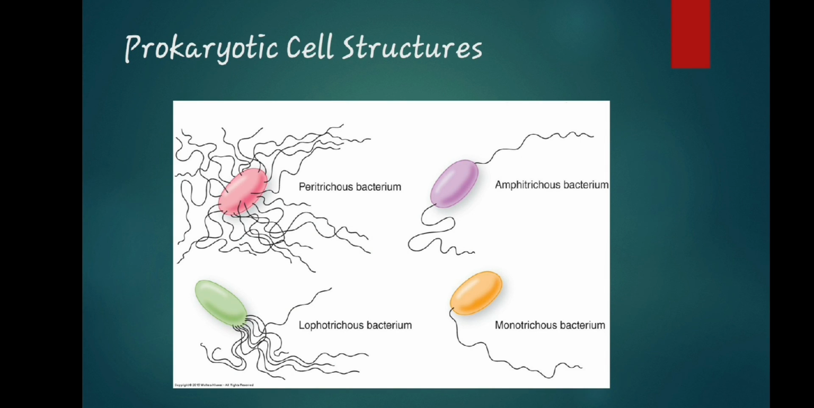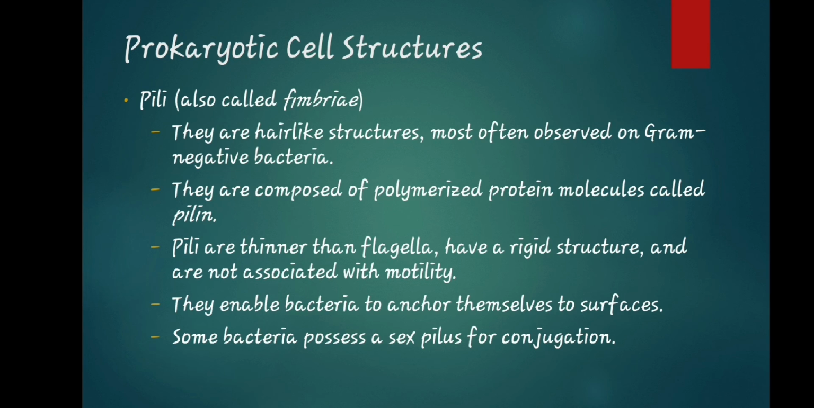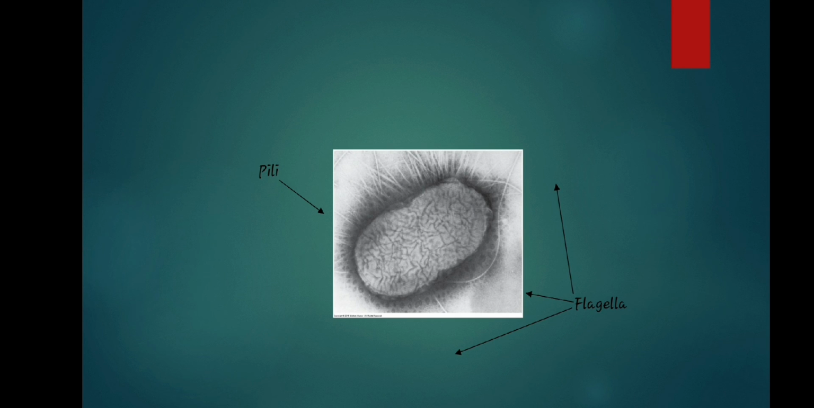This shows the illustration of the classification of flagella. Next to flagella is pili, also called fimbriae. It is a hair-like structure composed of protein molecules called pilin. Pili are thinner than flagella, have a rigid structure, and are not associated with motility. They also enable bacteria to anchor themselves to surfaces. Some bacteria possess a sex pilus for conjugation. This is the illustration of pili, also known as fimbriae, and the illustration of flagella.